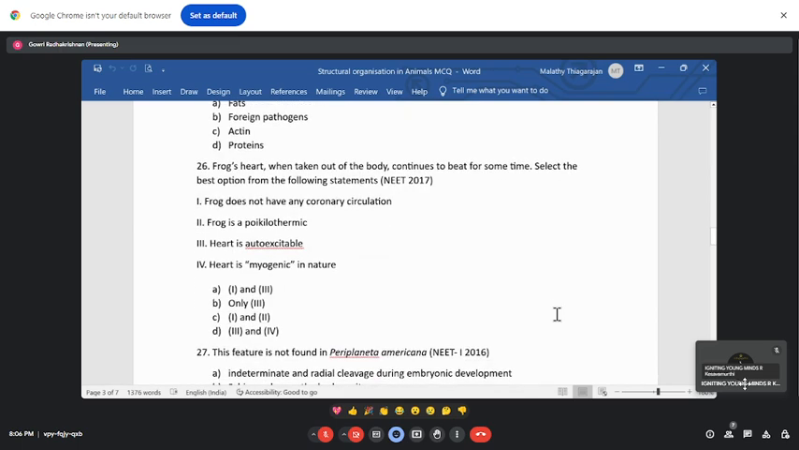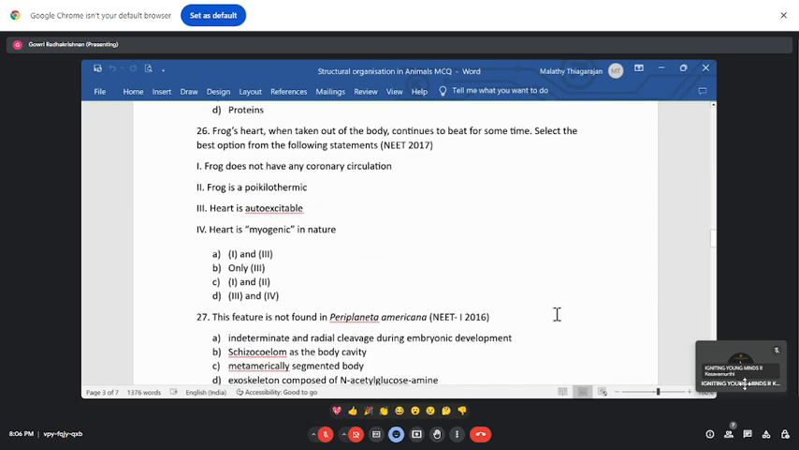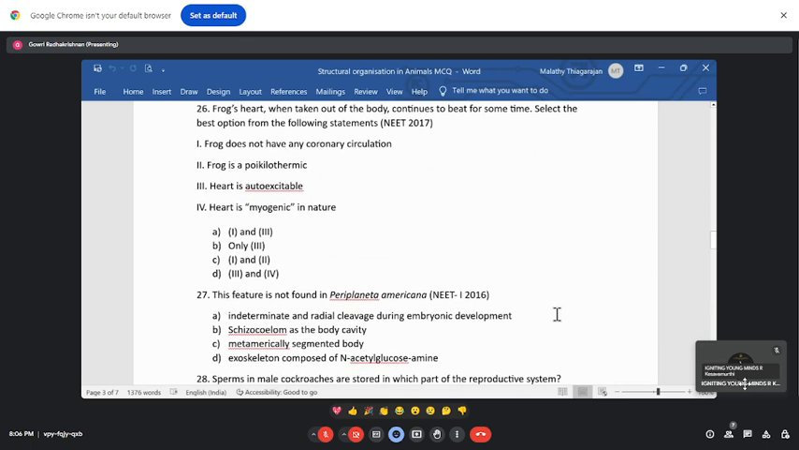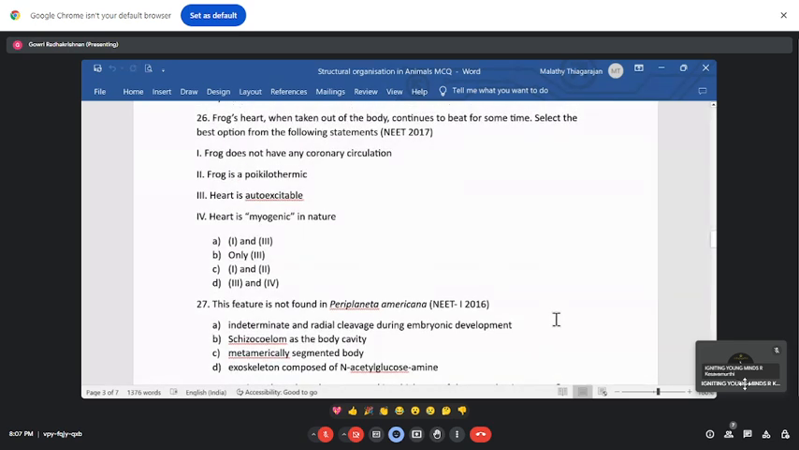Frog's heart, when taken out of the body, continues to beat for some time. Select the best option from the following statements. Frog does not have any coronary circulation. Frog is a poikilothermic. Frog heart is auto-excitable and heart is myogenic in nature. Which of these options you think is correct? Options are also given at the bottom. Select one.